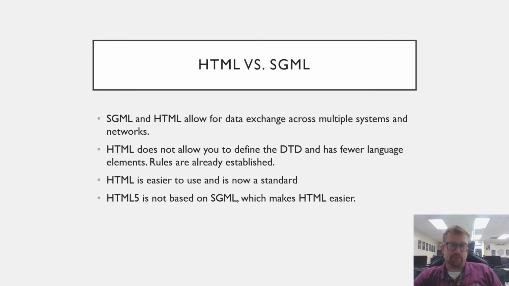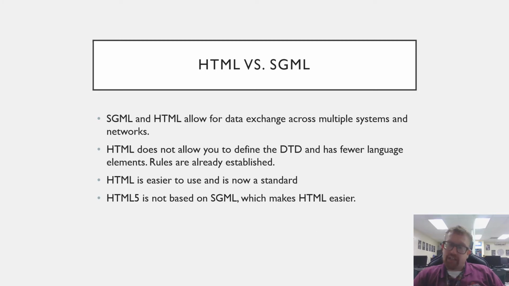So, what's the difference between them? SGML and HTML allow for data exchange across multiple systems and networks. Both of them allowed for data to be transmitted from one device to another. HTML does not allow you to define the DTD and has fewer language elements. Rules are already established. As we talked about yesterday, I believe, HTML was created and is maintained by the W3C. And those DTDs are already defined by the W3C. They're the ones that keep charge of that.